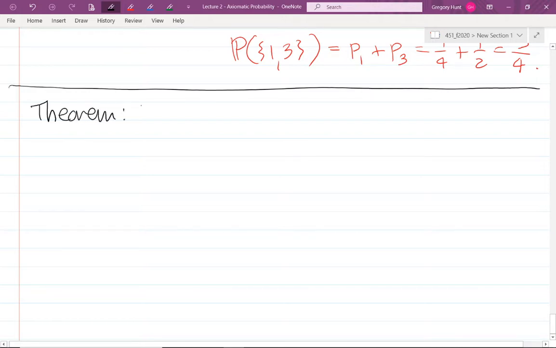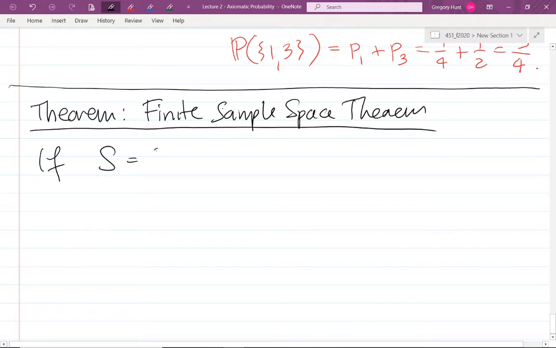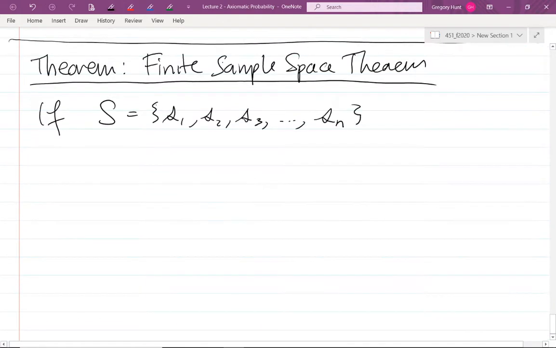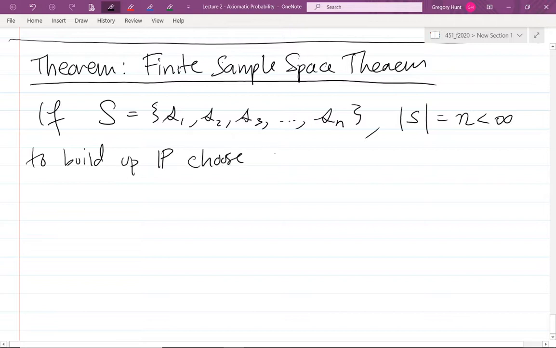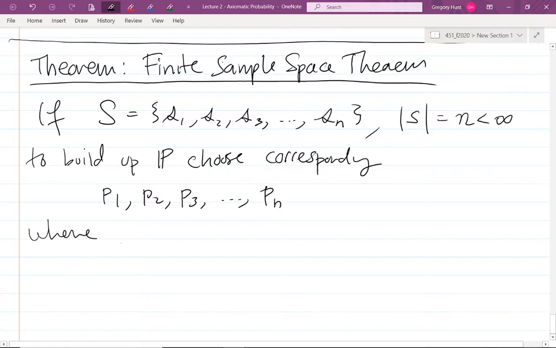So the theorem is called the finite sample space theorem. And what it says is that if I have a sample space that has a finite number of elements, S1, S2, S3, all the way up to some S sub n, a finite number of elements, so that the cardinality of my sample space, little n, is less than infinity. And to build up a probability function on this, I choose corresponding to each of my S sub i, P1, P2, P3, P sub n, where 1, each of these P sub i is bigger than or equal to 0, and 2, if I sum up my P sub i I get 1.